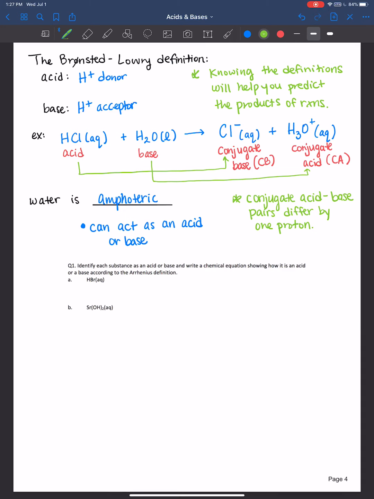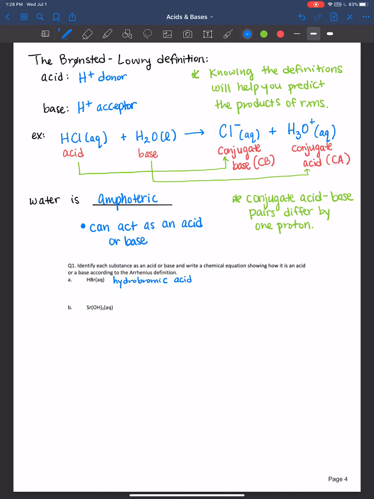So let's go ahead and practice this question here. It says, identify each substance as an acid or base and write a chemical equation showing how it is an acid or a base according to the Arrhenius definition. I'm also going to talk about it through the Bronsted definition as well, because they're both. So for example, HBr is hydrobromic acid. That's one of the strong acids, as the name suggests. So we're going to see hydrobromic acid behave like an acid.